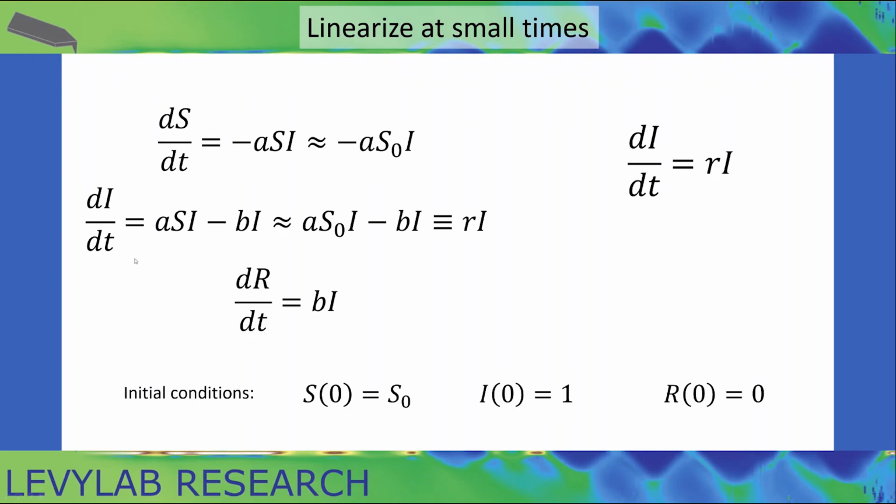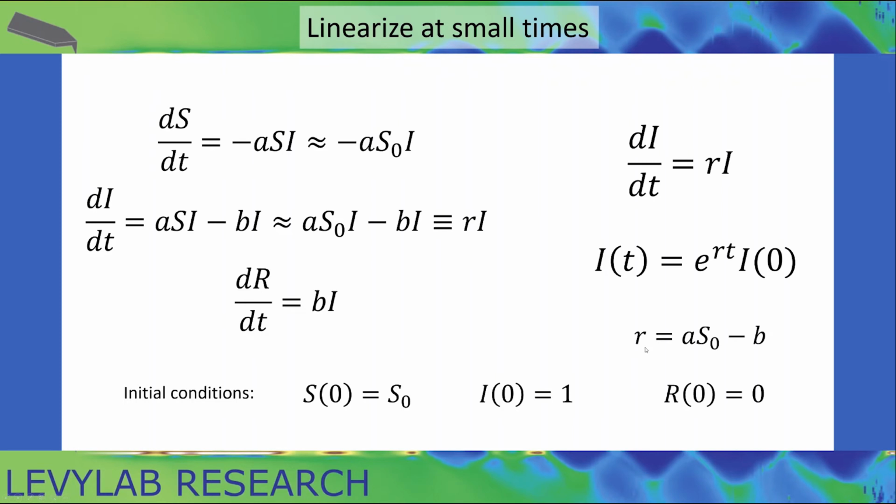So we can now focus on the middle equation here, which is telling us at what rate people are getting infected. And so this equation is now much simpler. It says dI/dt is equal to r times I, which we can solve as I of t is equal to e to the r t times I0. So this is something that you would learn in first year calculus. And remember, r is a parameter which is basically given by A S naught minus B. It just comes from this equation here.